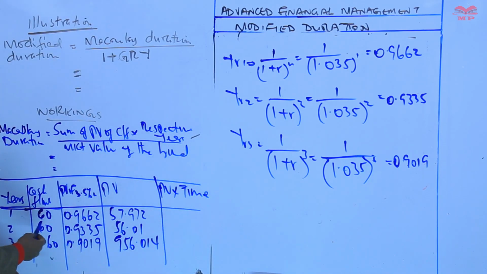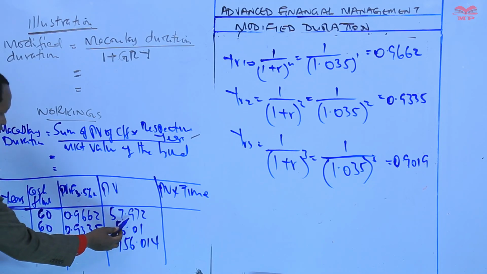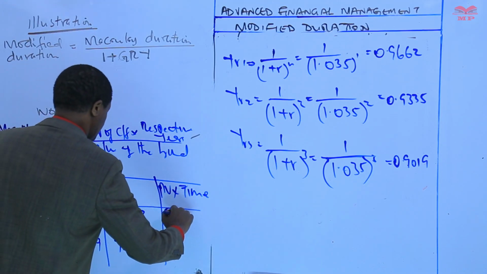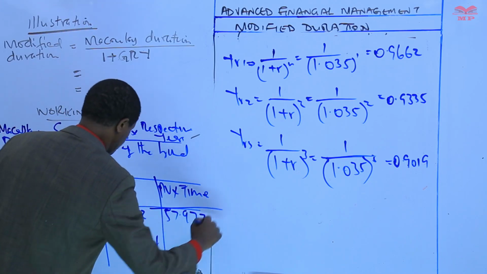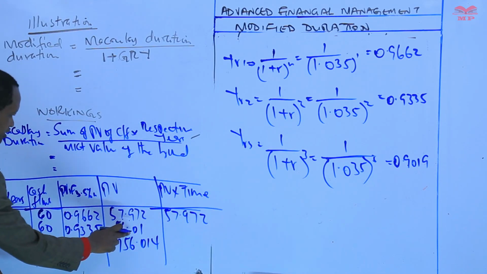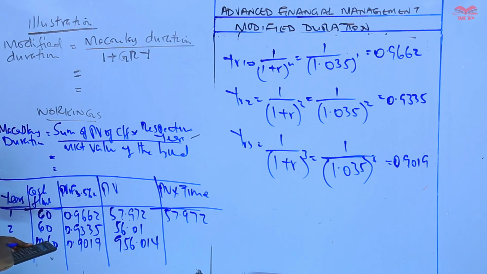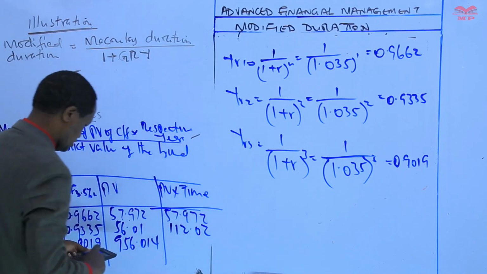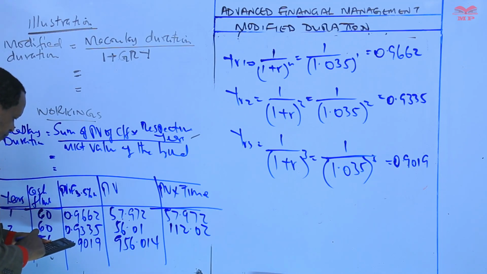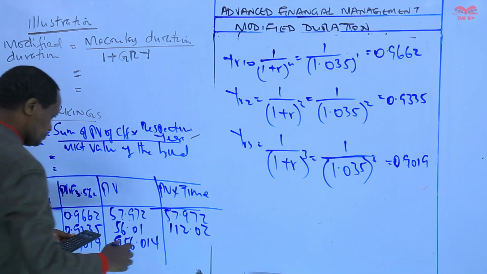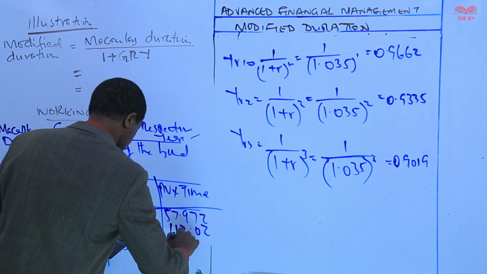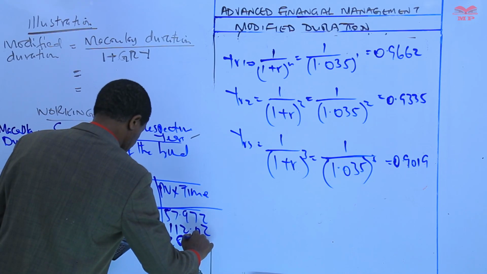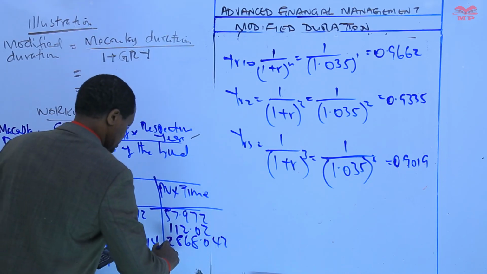The next column is to multiply the present values times the time. So I'll take 1 times 57.972. The answer is 57.972. Next I have 2 times the present value there, 56.01 times 2, which is 112.02. Then lastly I have 956.014 times 3, which is 2868.042.